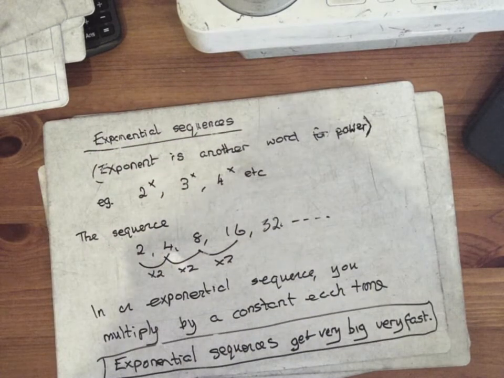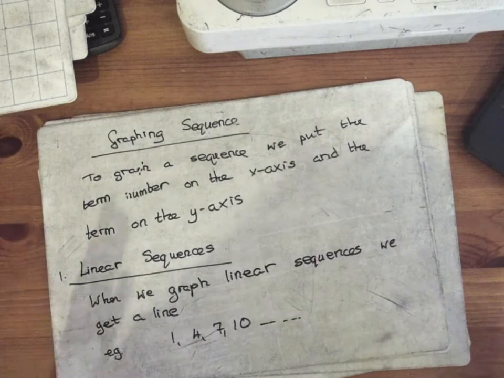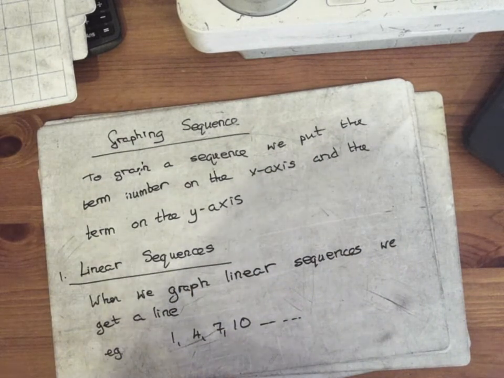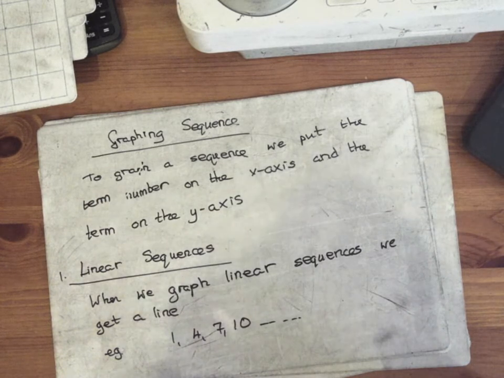Right, okay, now we're going to graph all these sequences. So we have 3 types of sequences. We have a linear sequence where you add on a constant every time. We have a quadratic sequence where the second difference is a constant, and we have an exponential sequence where you're multiplying by a number every time.